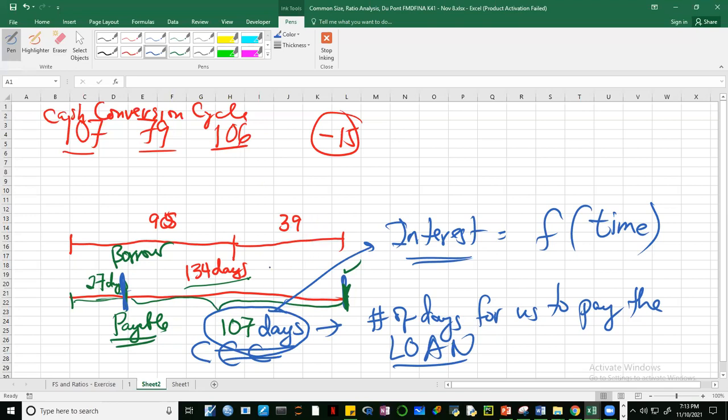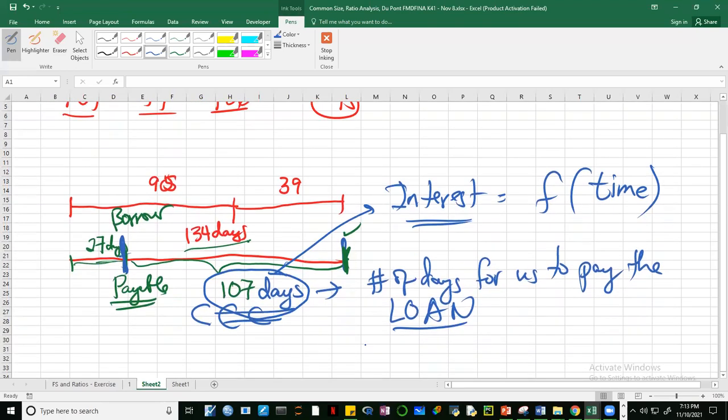Kasi it will take them a longer number of days in order to pay the loan that they will have to acquire in order to pay their payables. Okay? So a very huge cash conversion cycle is indicative, guys, of a very costly financing. Okay, so ito yung number of days natin na kailangan natin ipa-finance yung loan natin. So technically, this is the number of days of financing for the loan.